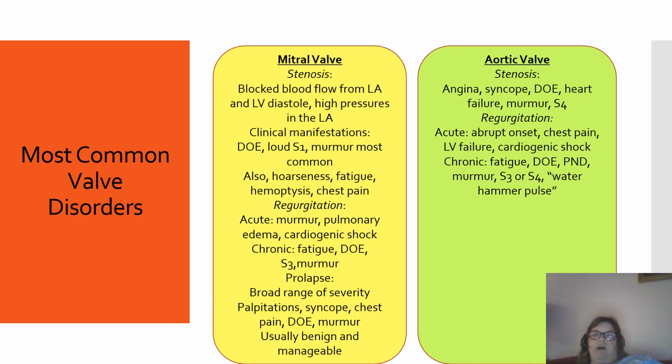And the aortic valve can be stenosed or cause regurgitation. In stenosis, there's angina, syncope, dyspnea on exertion, heart failure, murmur, and an S4. And regurgitation, acute, abrupt onset: chest pain, left ventricular failure, cardiogenic shock, chronic fatigue, dyspnea on exertion, murmur, S3 or S4, water hammer pulse.